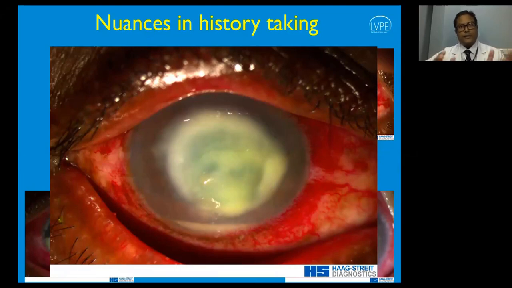However, every type of keratitis has its typical, kind of pathognomonic signatures. We are going to discuss subsequently what and how each particular type of ulcer looks like.